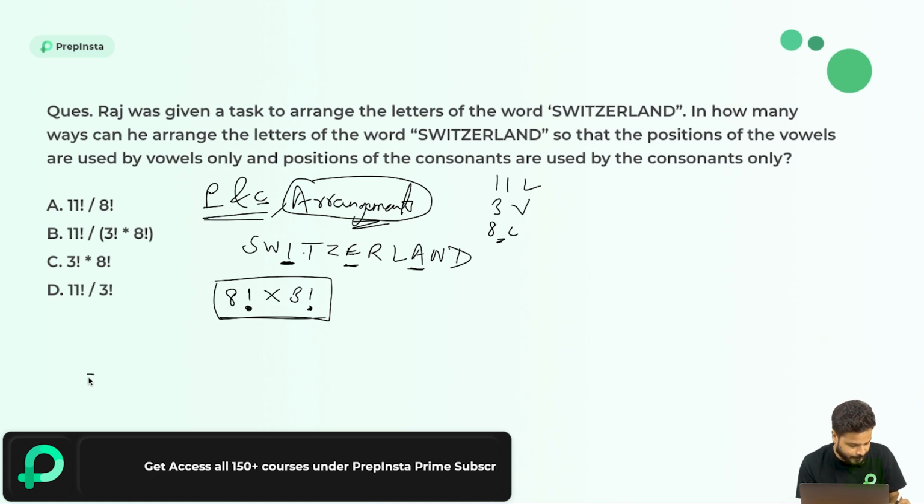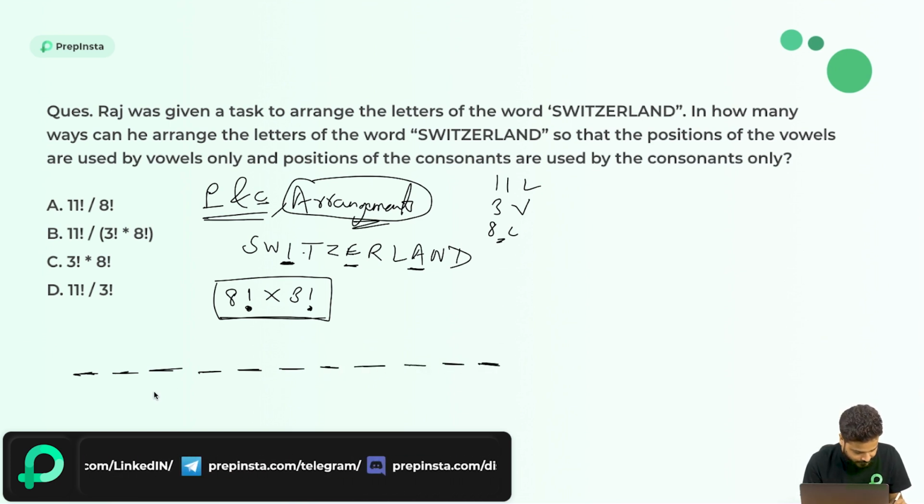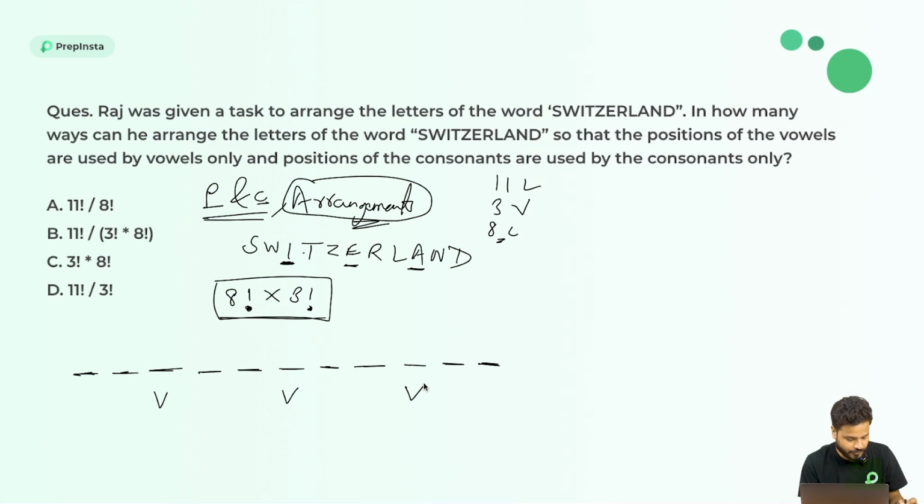So guys, there are 11 positions, right? This one is taken by a vowel, this one is taken by a vowel, and this one is taken by a vowel. The rest are all consonants. So when I have to arrange 3 vowels at 3 different positions, what are my choices? I have 3 vowels. This position I can fill in 3 different ways. One of the vowels will go here. So to fill this, I have only 2 choices of vowels. For this, I have only 1 choice. So 3 into 2 into 1.